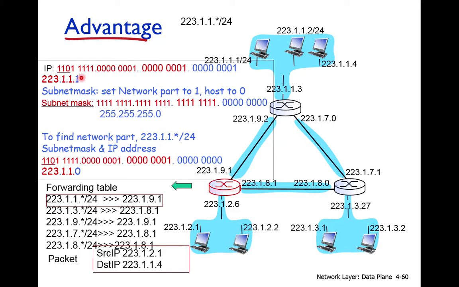You can see that this is the binary representation of the IP address, and this is the binary representation of its subnet mask. If we AND the IP address and the subnet mask, then we will get these values. This representation is equal to 223.1.1.0, so 223.1.1 is the network part.